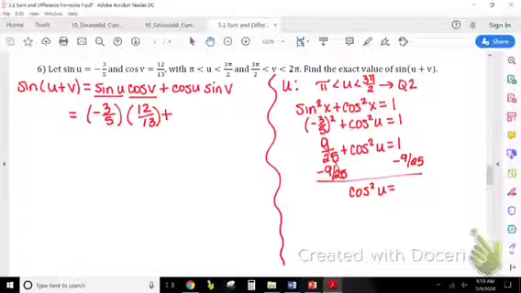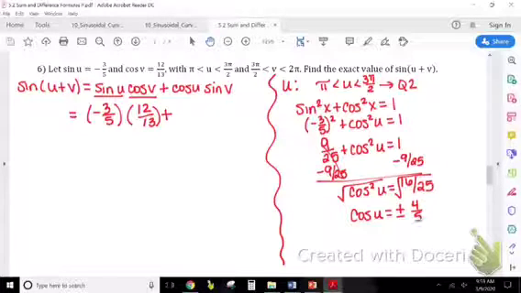So when we subtract this, we get 16 over 25. And we take the square root. So cosine of u is positive or negative 4/5. But because we're in quadrant 3, what do we know about cosine? Cosine is negative. So I do know that cosine of u is negative 4/5, don't we?